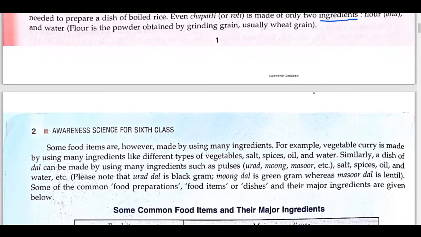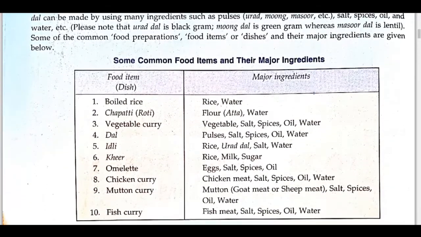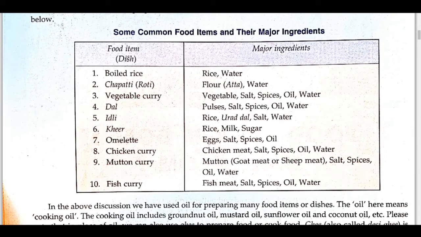Now look at this chart, all of you. Here are some common food items and their major ingredients. In this chart you can see some dishes, meaning food items, and these are the major ingredients. See, I told you the example of the second point, chapati, right? The main ingredient is flour, that is atta plus water. So this is the ingredient of chapati. Okay, we'll come to vegetable curry. For that, what do we need? Vegetables, salt, spices, oil, water. So all these things count as ingredients.